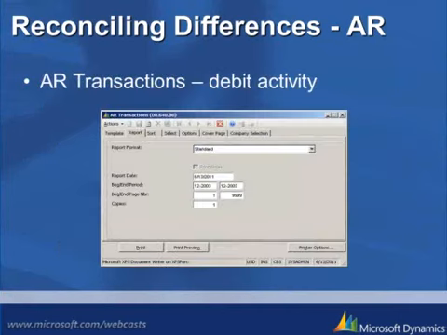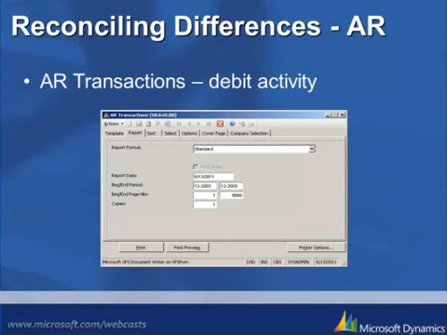So the next report we can use out of accounts receivable is the AR transactions report. And this report is useful to help us look in more detail at transactions that may come into question as a result of reviewing your other reports.